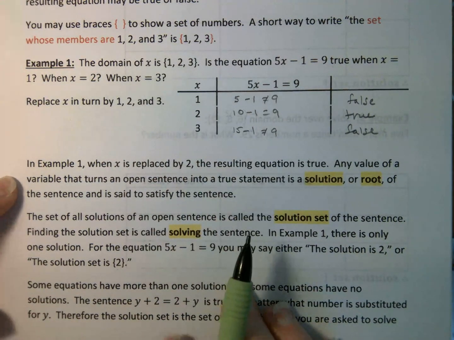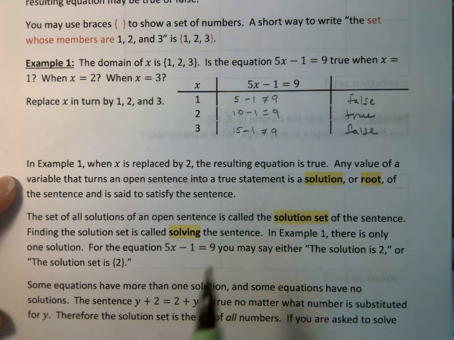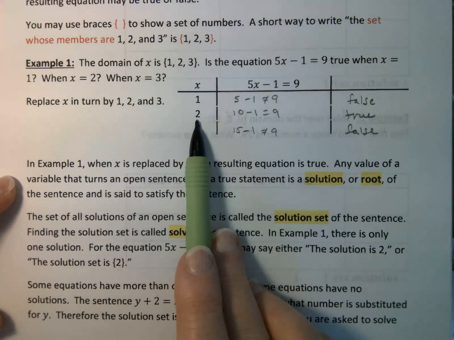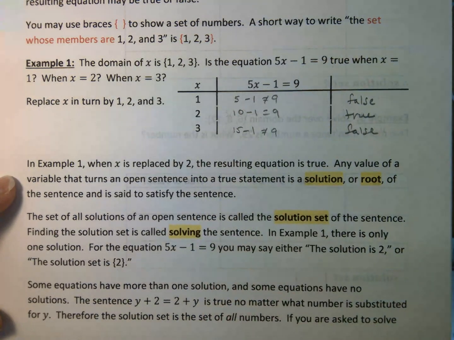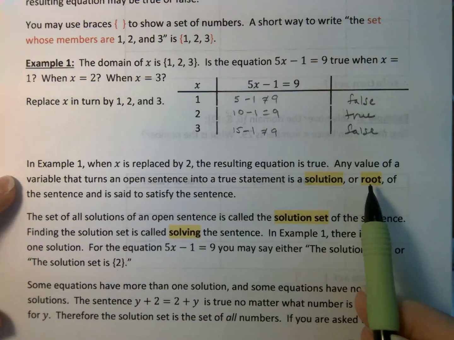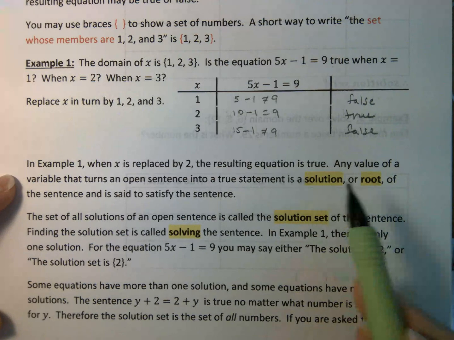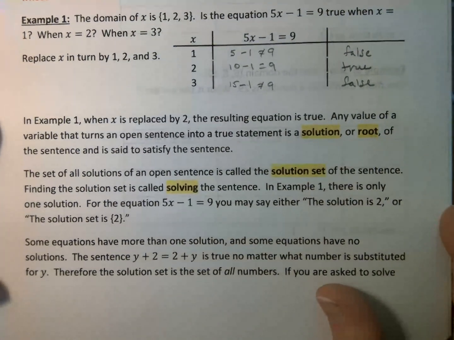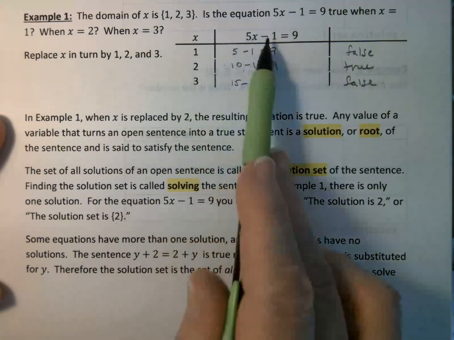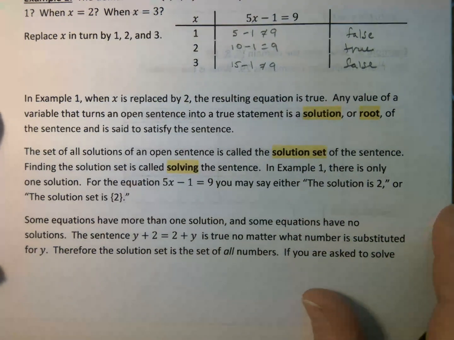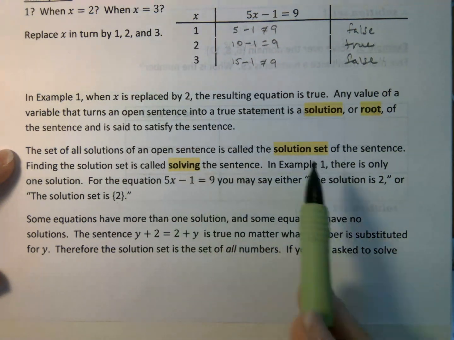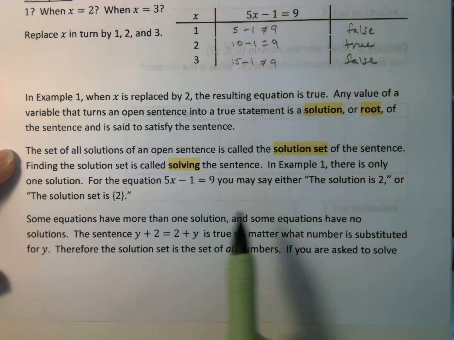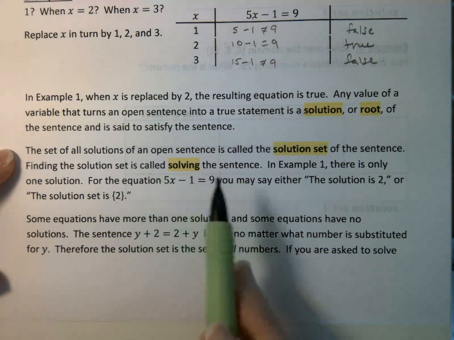Any value of a variable that turns an open sentence into a true statement is a solution or root. So 2 is the solution of this equation. We could also say that 2 is the root of this equation. So solution and root are two words that we use interchangeably. And as we get further along in the year, we'll use root more often than we use solution. Okay, and we say that 2 satisfies the sentence. The set of all solutions of an open sentence is called the solution set of the sentence. Finding the solution set is called solving the sentence.